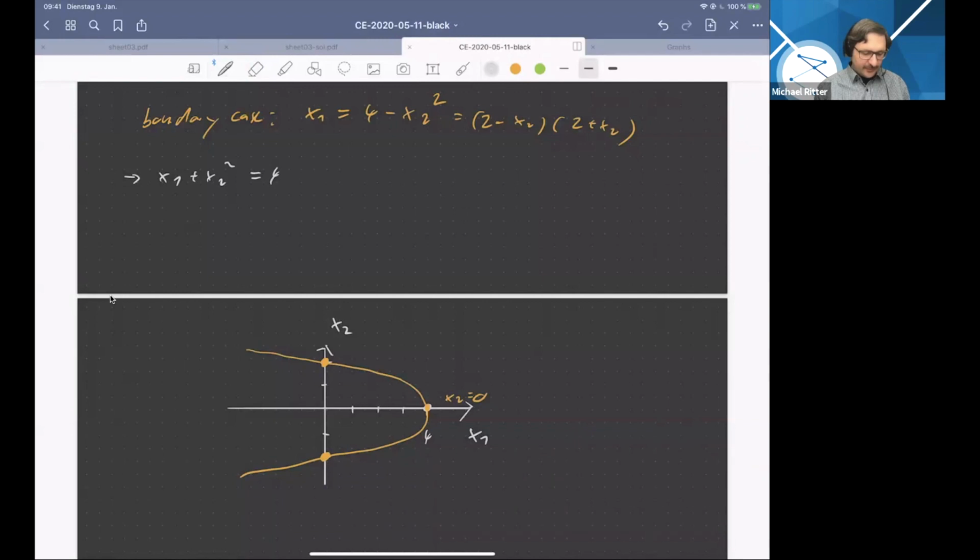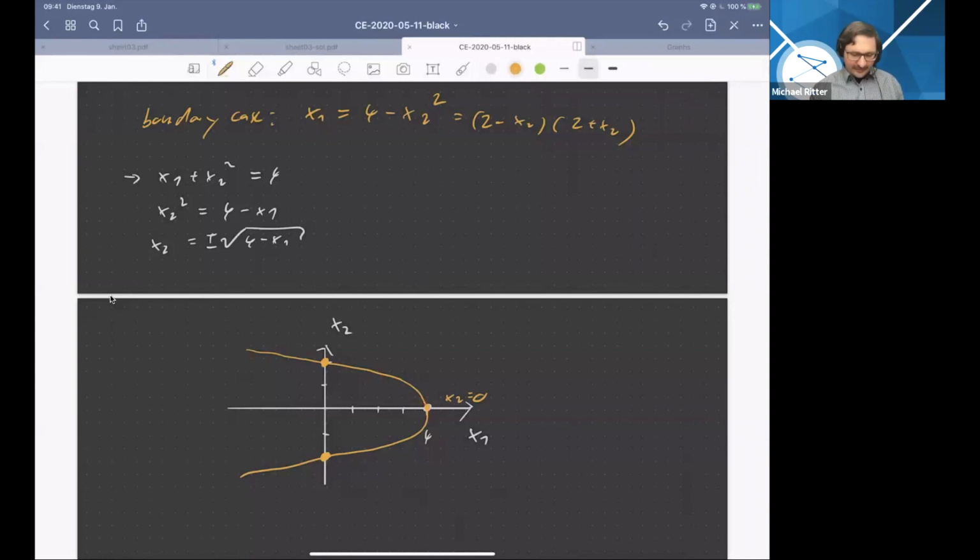Solving this for x2 would mean, well, x2 squared is equal to 4 minus x1. And that means x2 is equal to the square root of 4 minus x1 or minus that square root. Okay, so we get two cases, so to say, plus the square root, minus the square root. And of course, you can also sketch these two graphs independently. That upper part here is the positive square root. That lower part here is minus the square root. That will give you the same result in the end. Okay, so back to the inequality.